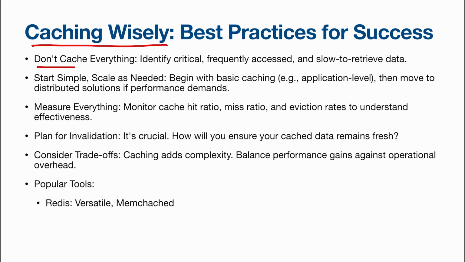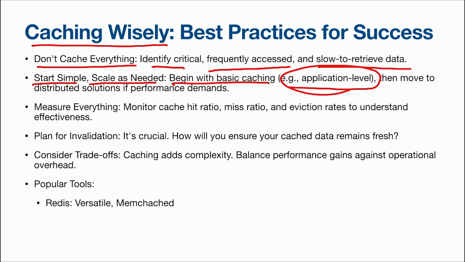So we can't cache everything because the memory is very expensive, the caching storage is generally expensive and billed at a higher rate. So we need to identify critical, frequently accessed data, especially cache the slow to retrieve data. So if we have frequently accessed data that is slow to retrieve, it makes sense to cache that. Then start simple, of course, and scale as needed. Begin with basic caching, for example, application level, and if that does not serve your purpose, then move to distributed solutions like Memcached, Redis we talked about.